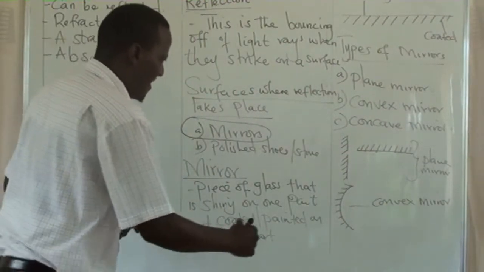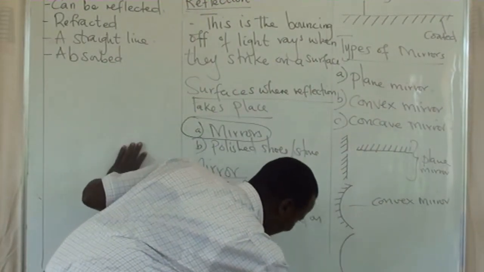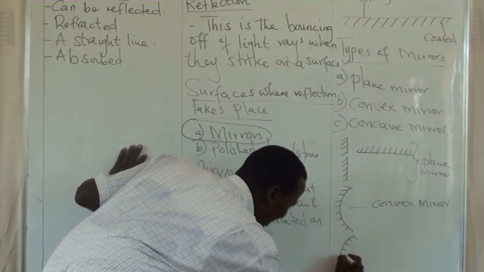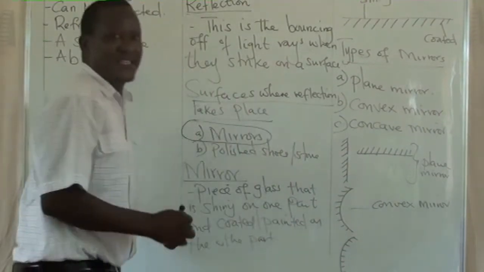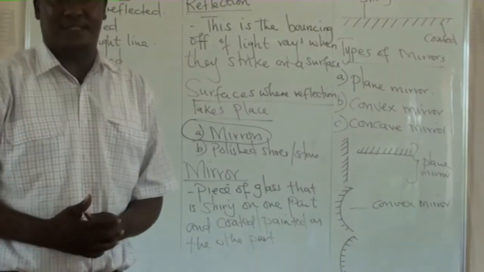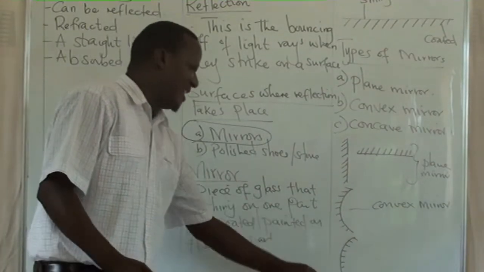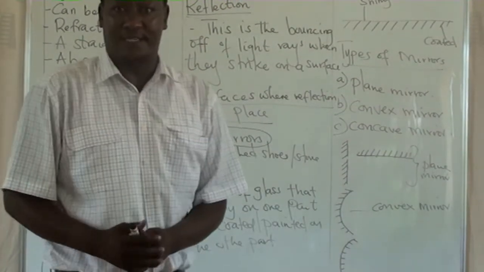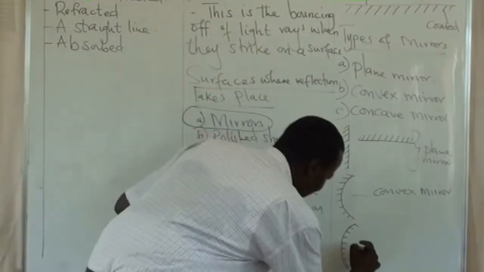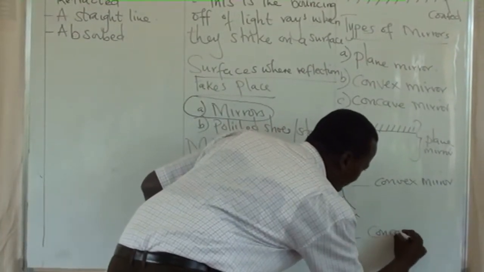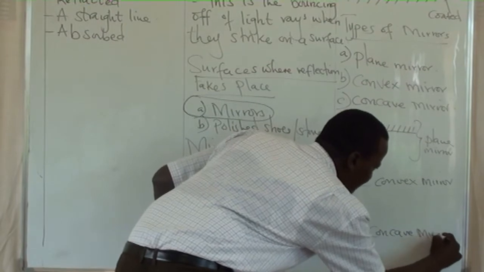This one here is known as a convex mirror. We have another mirror which is like that, the same, but now which side is coated? The side that is coated is the part that is bent inwards, and the one that is shiny is the one that is bent outwards. Which type of a mirror is this? This one here is called a concave mirror.